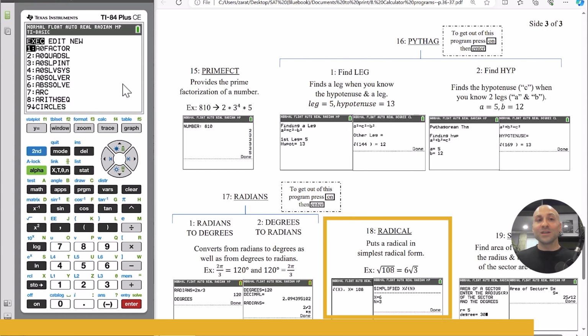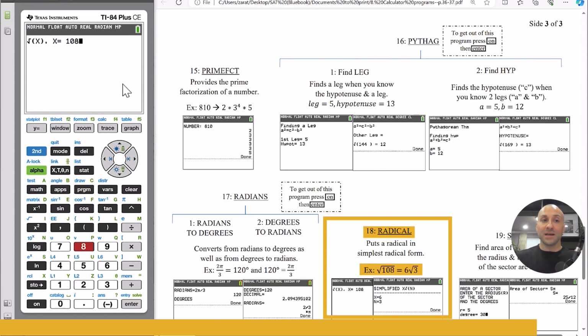Program number 18. So we'll wrap around to get to radical, and what this does is it provides the simplest radical form for a value. So if I have root 108, I just type in the 108, and it's going to say that that simplified form is 6 root 3.